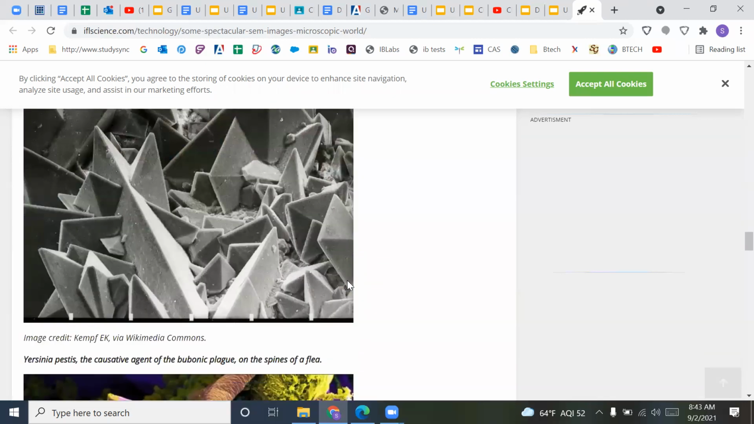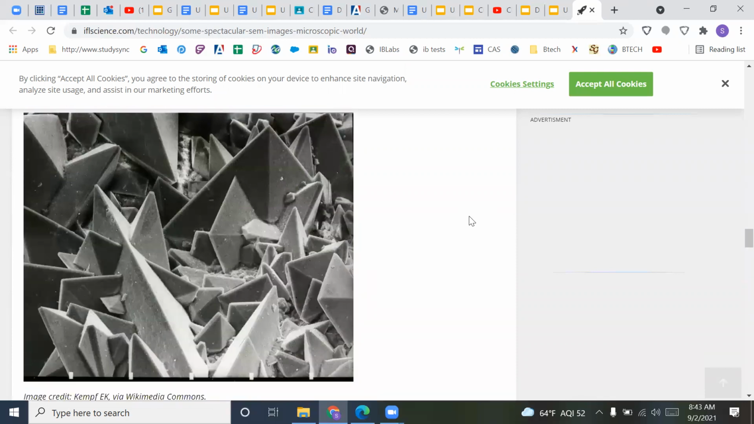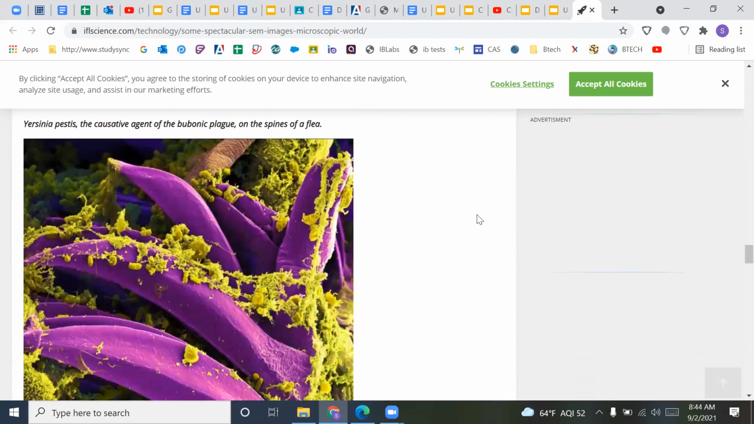This is a kidney stone. No wonder they hurt so much. So the kidney stone, I would say, is not a living thing, but it affects living things. I don't know how you would draw a kidney stone zoomed out. I guess you could find an image of one. It wouldn't be too exciting zoomed out. This is Yersinia pestis, the causative agent of the bubonic plague, on the spines of a flea.